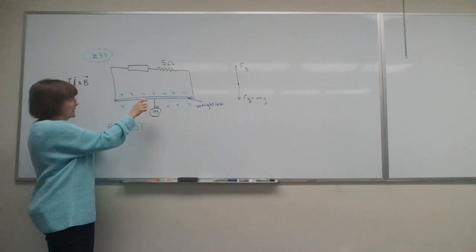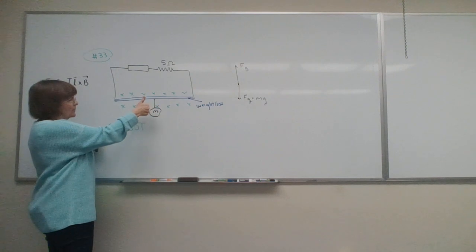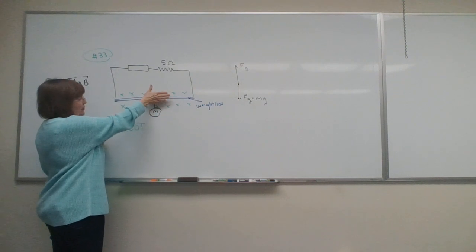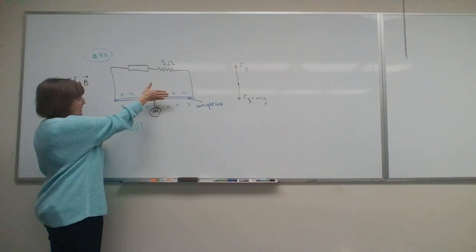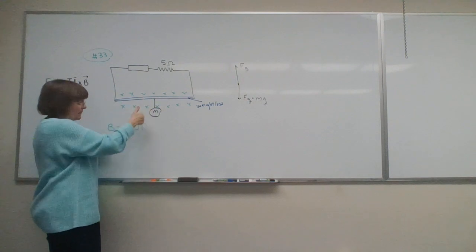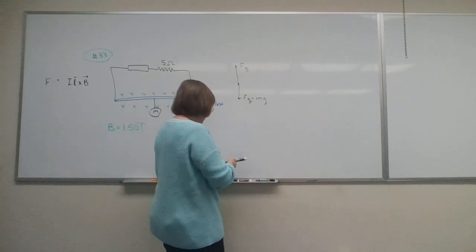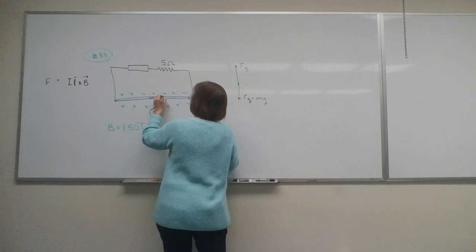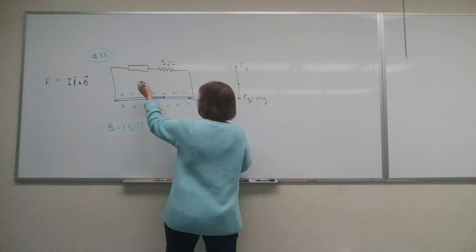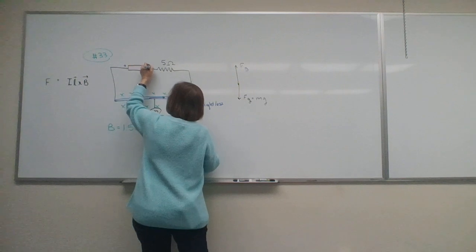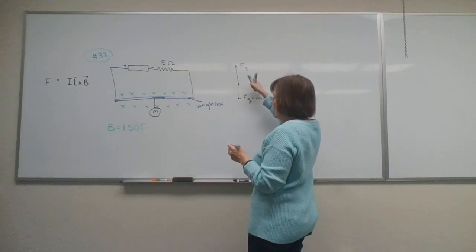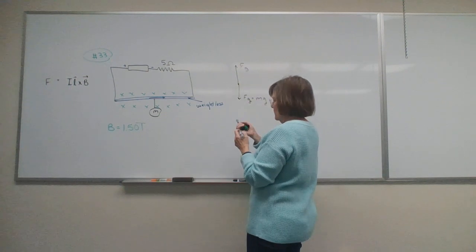This is my rod. B is into the board. I need a force that goes up. I need the charges to go this way, so that when I put my fingers this way and curl into the board, the force is up. So I can tell I need my positive current to go this way. I need this to be positive. I need this to be negative. That's going to give me this upward magnetic force.